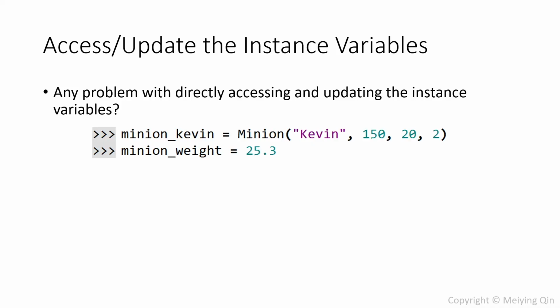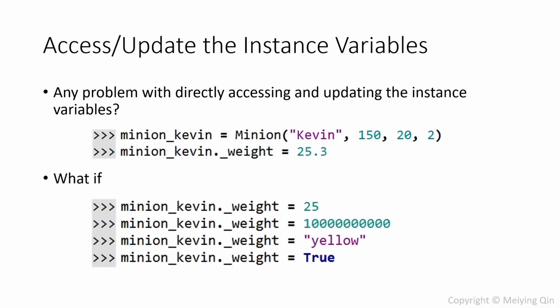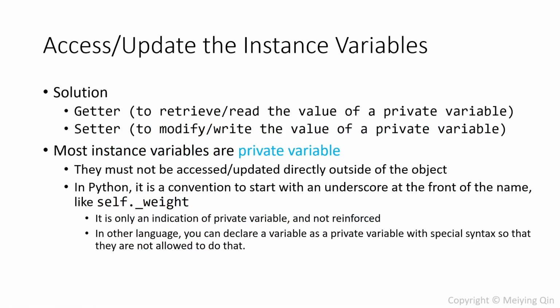But there is a problem with accessing or writing directly here, because you may mistakenly provide invalid input, right? For example, for a weight you can provide a string, and for name you may provide an integer. What if for the weight you give an integer instead of a float, or a very long number, or a string, or a Boolean, or anything that is just not accepted? Python doesn't give you an error, which is the problem. This is kind of a logical error, because it doesn't throw any error that you understand, but this is not acceptable. So the solution is using getter and setter.